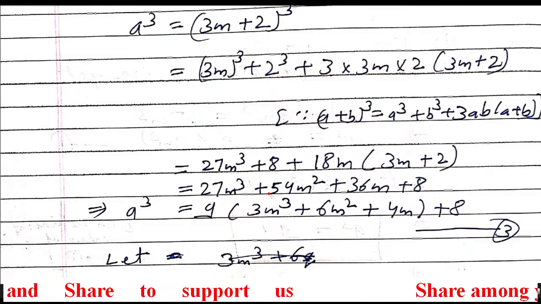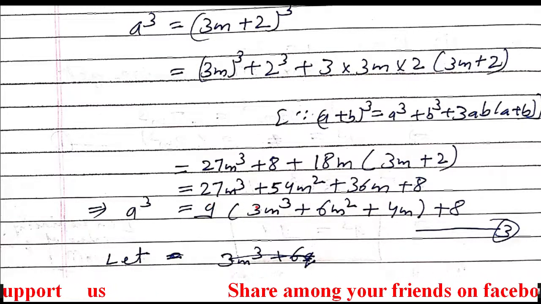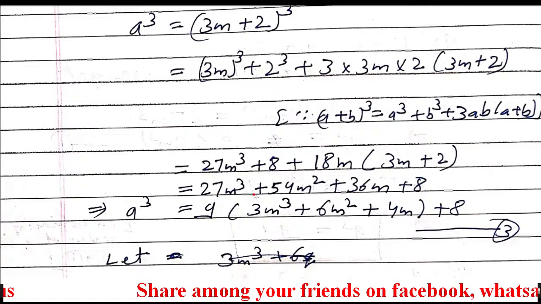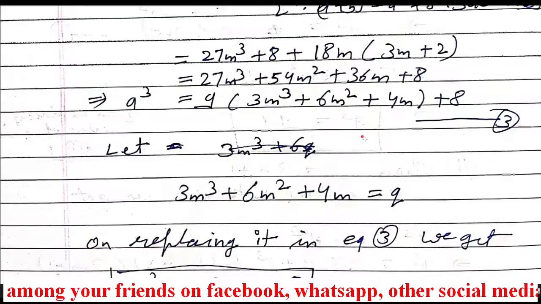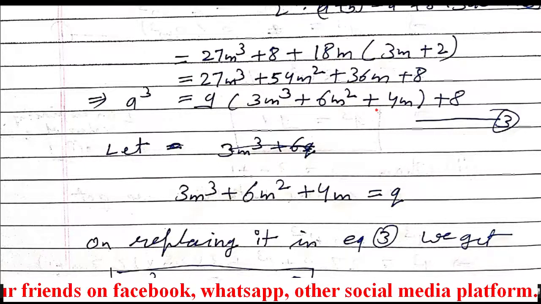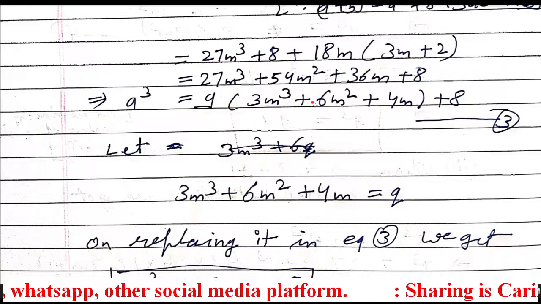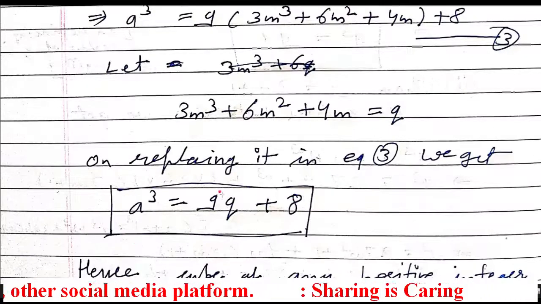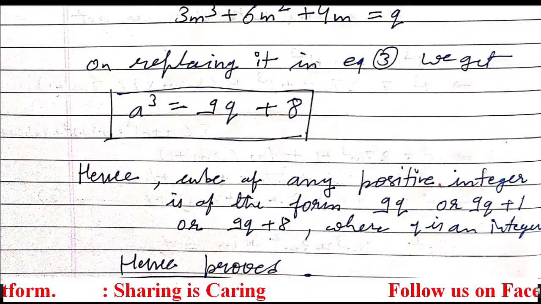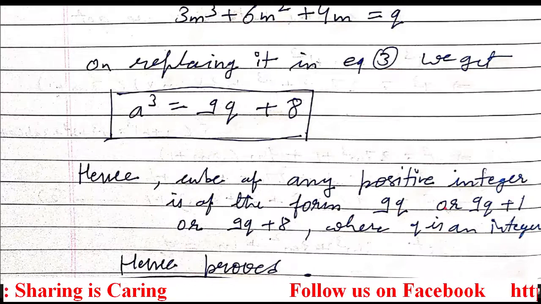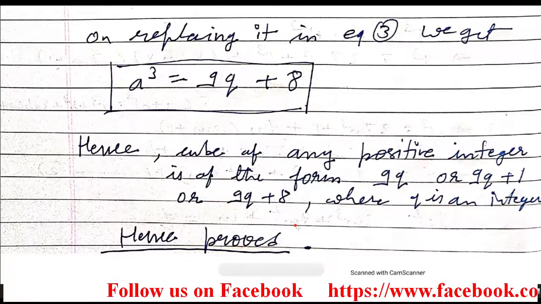Now from these three terms just take 9 common. Common means we have to divide by 9. So 9 3s are, 9 6s are, 9 4s are, and the variables will come as they are. This complete bracket just assume as Q. Now since we assumed this complete bracket as Q, now again replace it by Q. So you will get 9Q + 8. So what we found here is that the cube of any positive integer is either of the form 9Q or 9Q + 1 or 9Q + 8. So all three options we got from the three numbers.